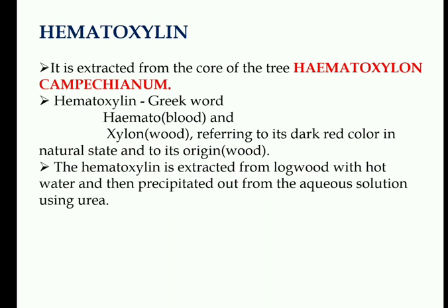Hematoxylin is extracted from the core of a tree, Haematoxylum campechianum. Hematoxylin is a Greek word where haema means blood and xylon means wood, referring to its dark red color in a natural state and to its origin from the wood of a tree. Hematoxylin is extracted from logwood with hot water and then precipitated out from the aqueous solution using urea.